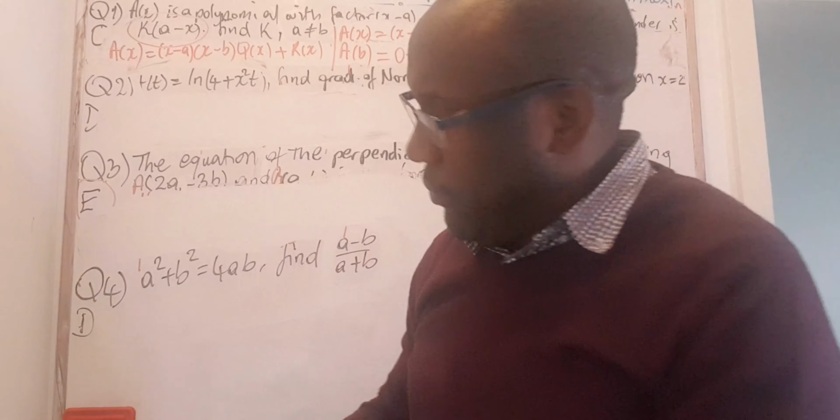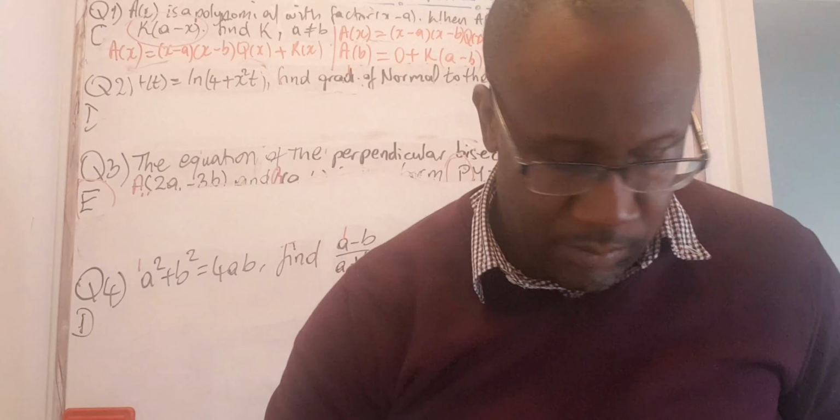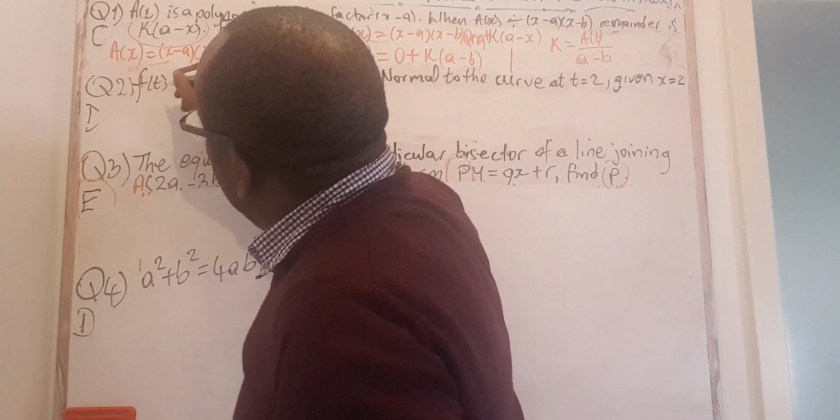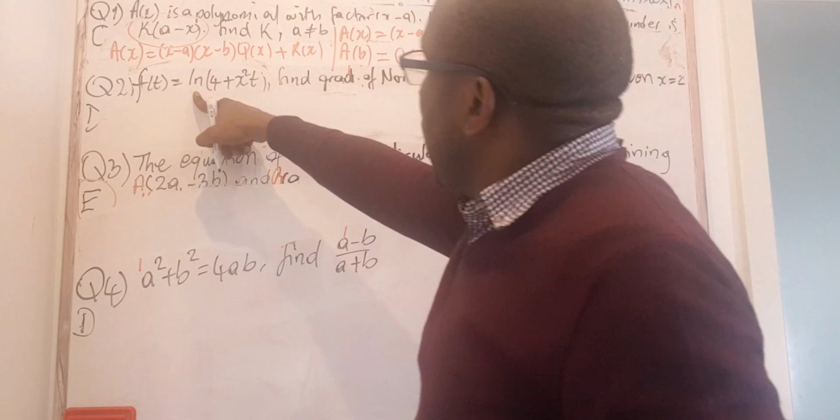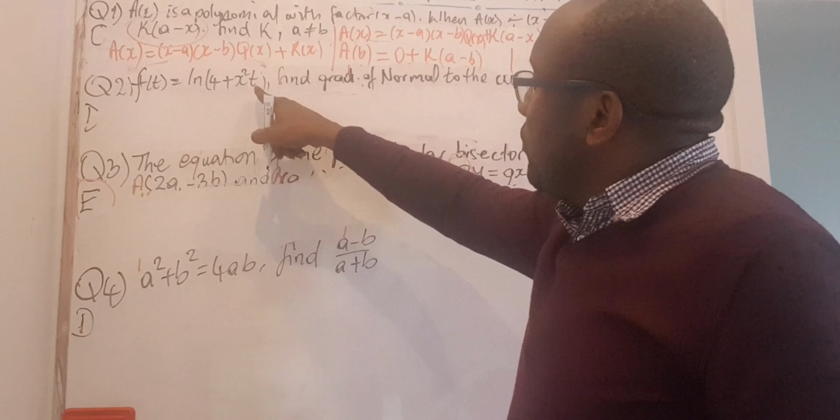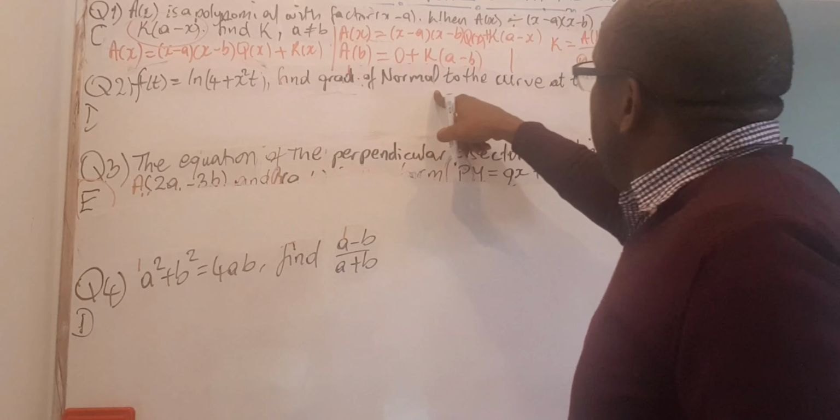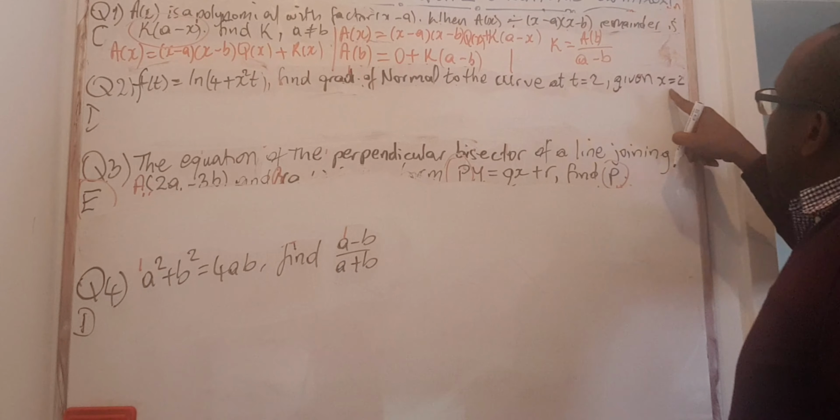Question number 2. You are given a function f of t as the natural log of 4 plus x squared t. Find the gradient of the normal to the curve at t equal to 2, given that x is equal to 2.